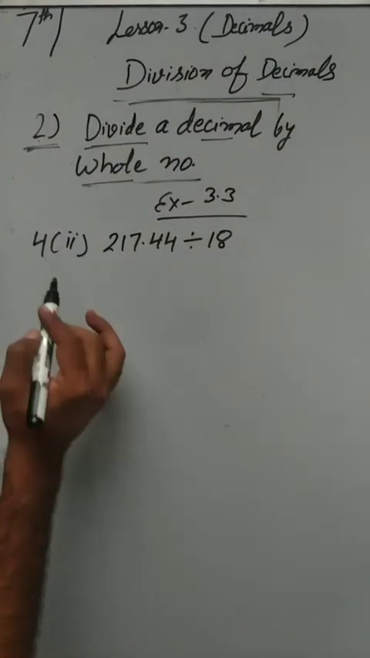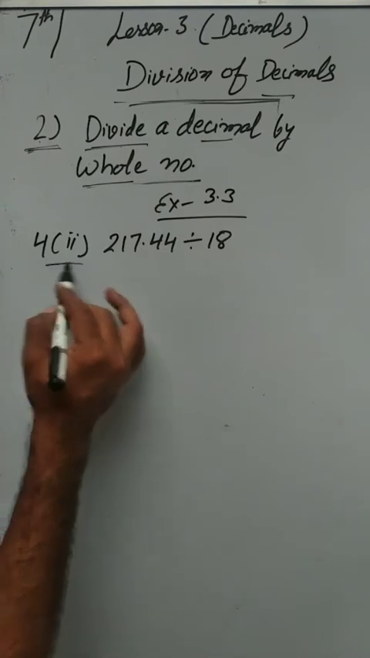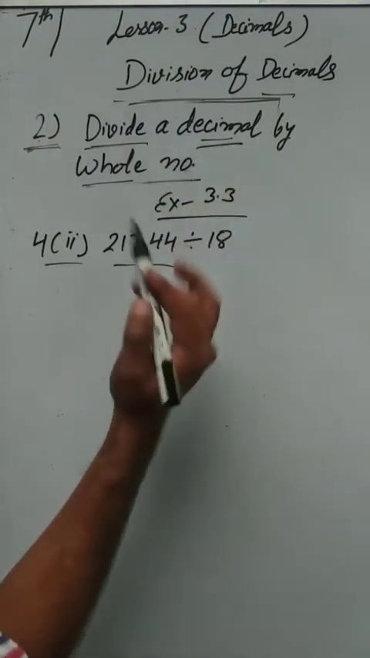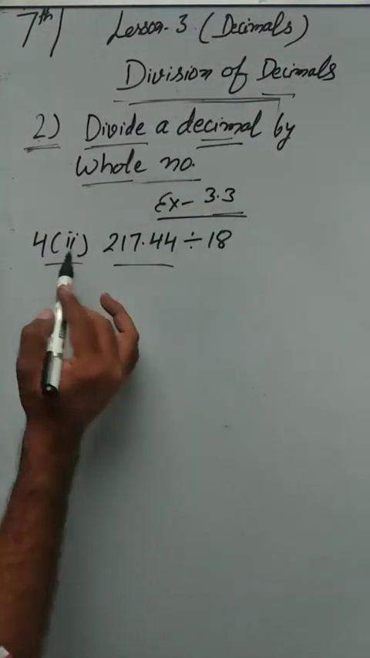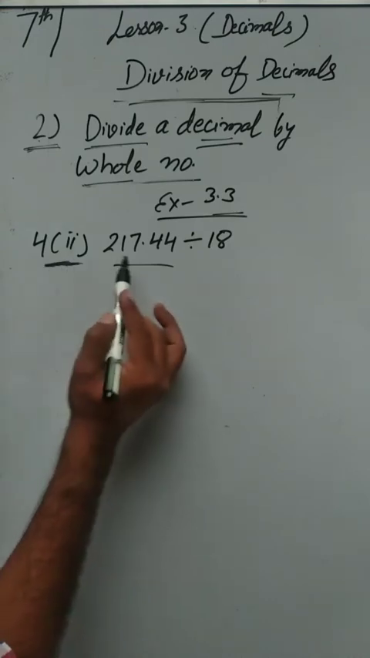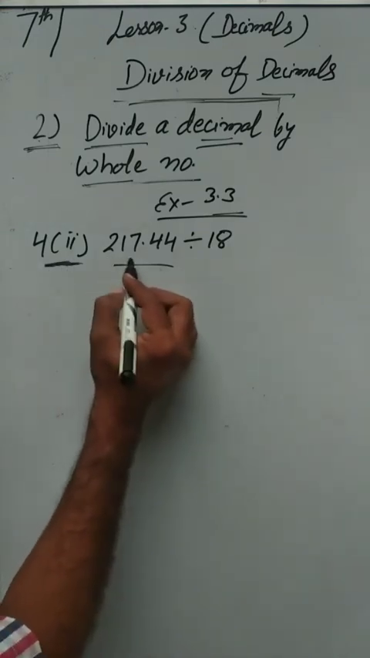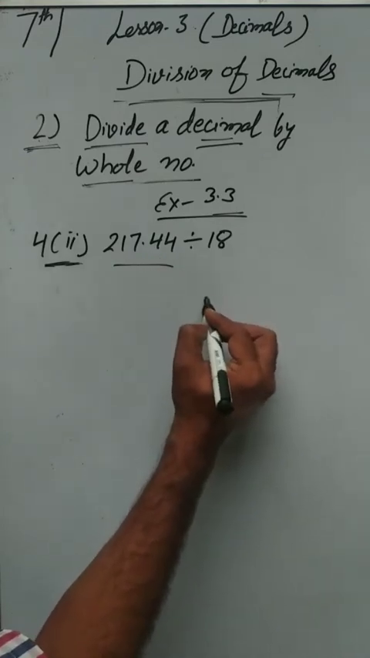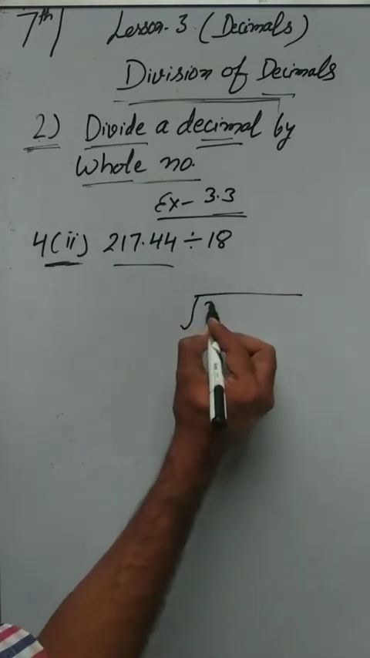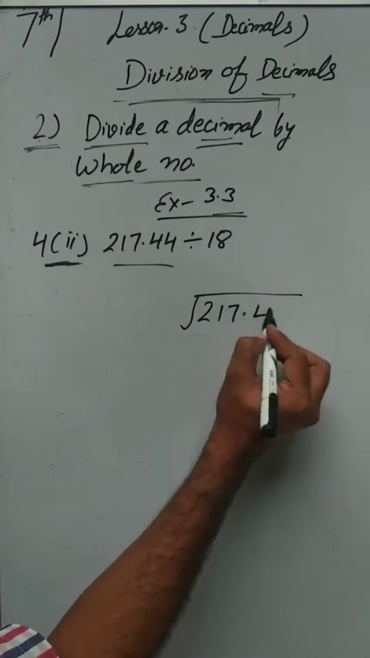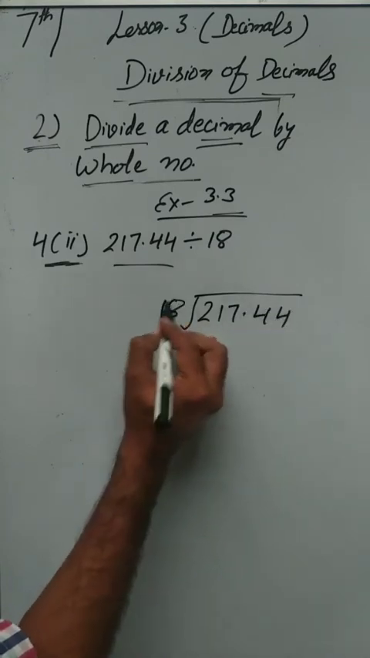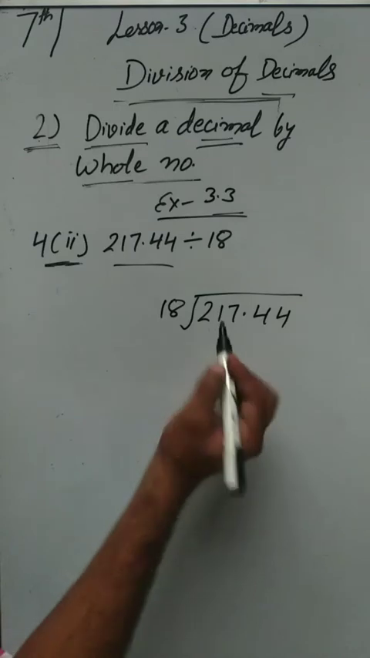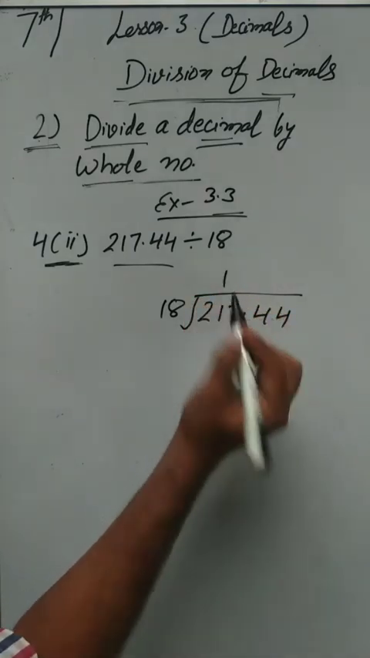Yes, beta, I want to discuss one more example, one more sum of that type. Exercise 3.3, fourth question, second part is this. 217.44 divided by 18. I want to divide 217.44 by 18. Understood beta? Now look, simply divide, you know how to divide.